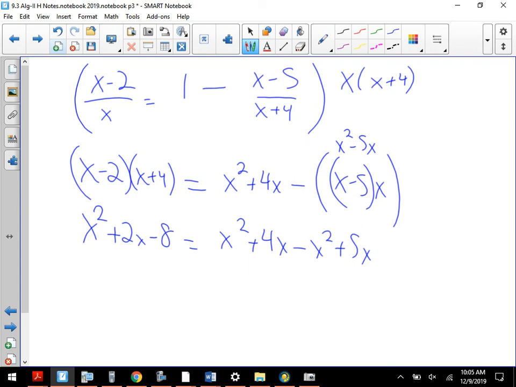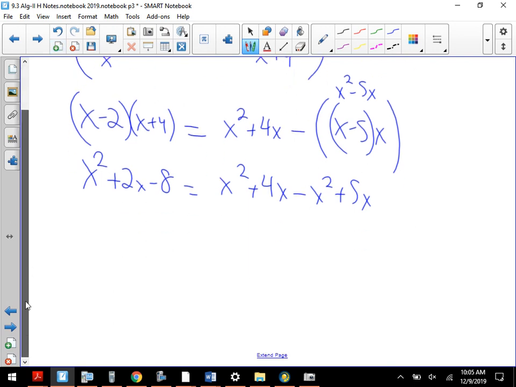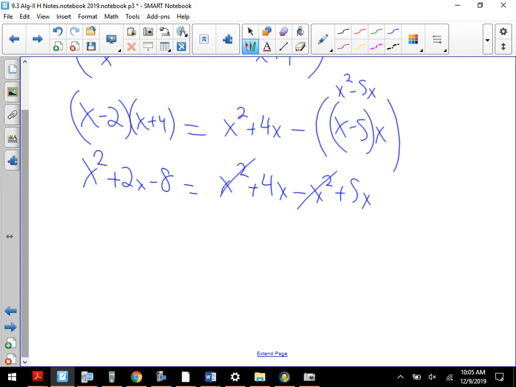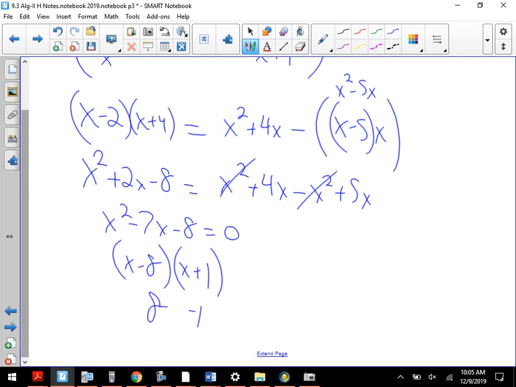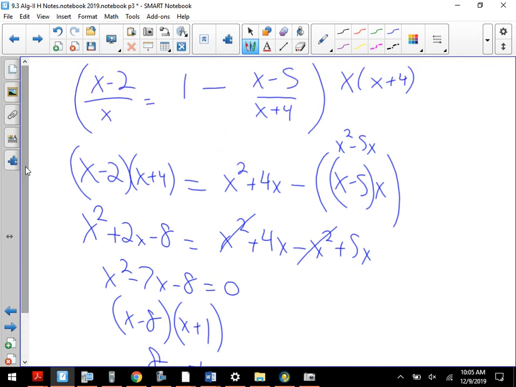So the x squareds on the right-hand side go away, and I get 9x. Subtract the 9x over here, we get x squared minus 7x minus 8 is then 0. And then it drops us back into something that's factorable. Minus 8 plus 1. Possible zeros at 8 and negative 1. And I don't think either of them are extraneous. Nope, we should be okay.